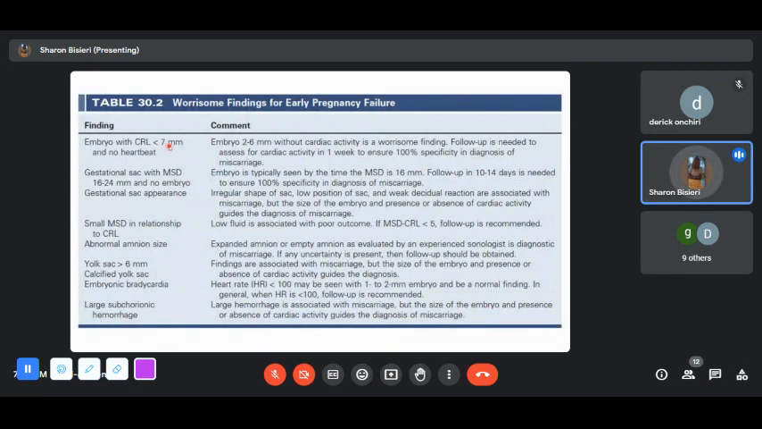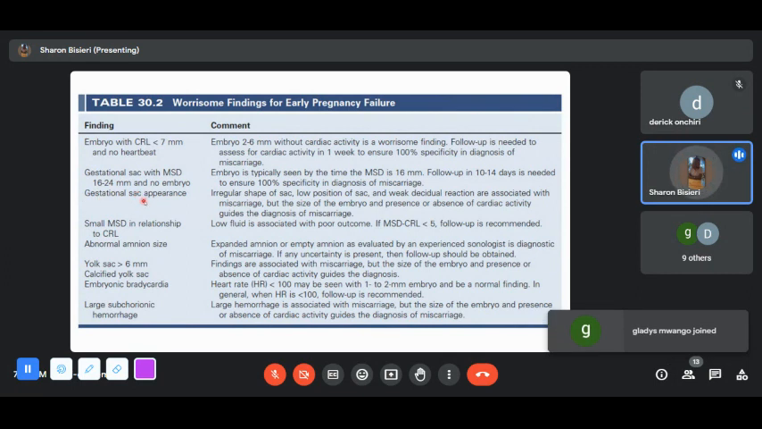So in addition to those three things that we've mentioned, a crown rump length of less than 7 with no heartbeat, a mean sac diameter of 16 to 24 with no embryo, and bradycardia, that is a heart rate of less than 100, there are other additional features of early pregnancy failure.